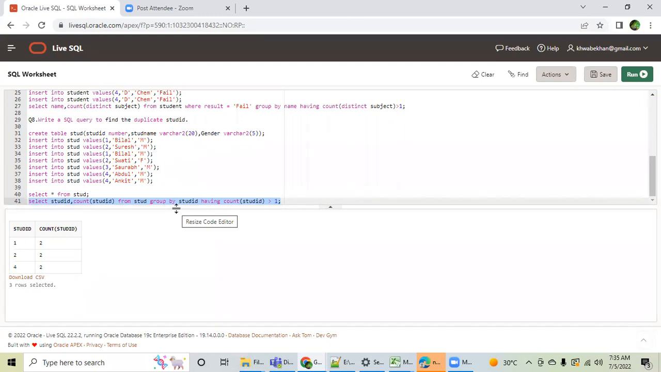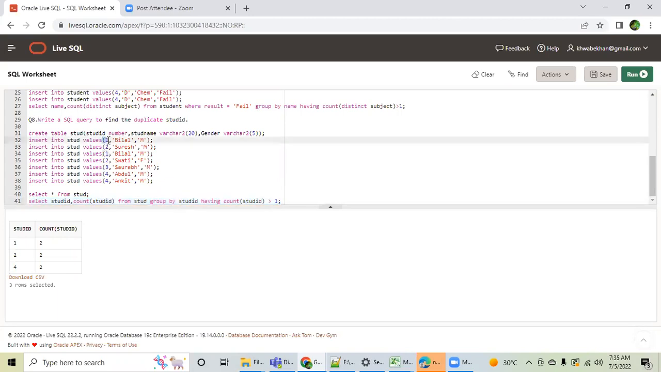We are finding duplicates only, and it is working. The question is to find the duplicate student ID. Student ID 1 is duplicate, so you're getting one output here. Student ID 2 is duplicate, so this query is fetching student ID 2 as well. And similarly, student ID 4 as well. Then why am I telling you this query is not correct?